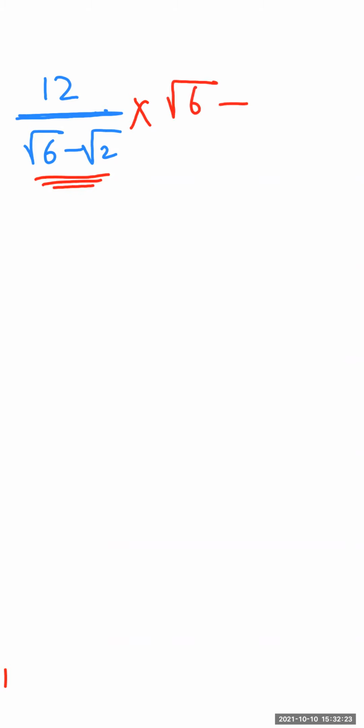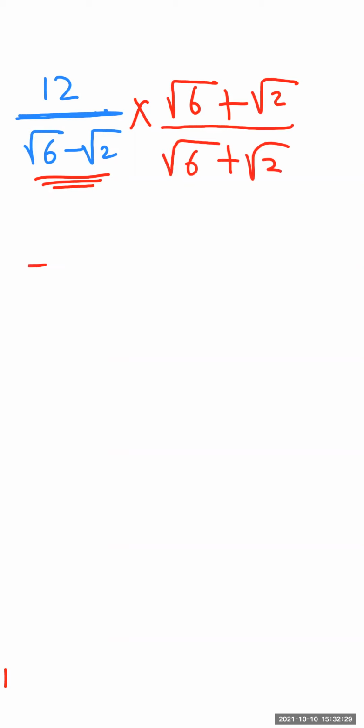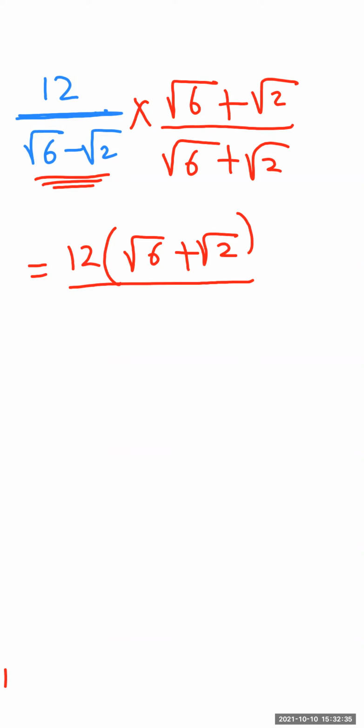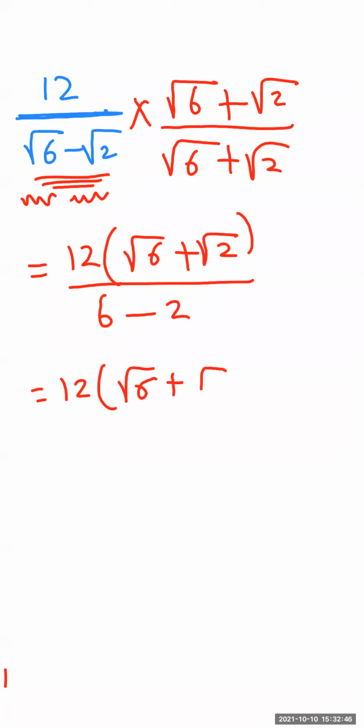So times the square root of 6 plus square root of 2 over square root of 6 plus the square root of 2. So it will equal 12 times square root of 6 plus the square root of 2 over first squared 6 minus second squared 2. So now 12 times square root of 6 plus the square root of 2 over 6 minus 2, 4. Now simplify 12 and 4, it will equal 3.